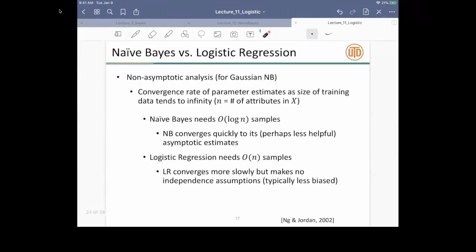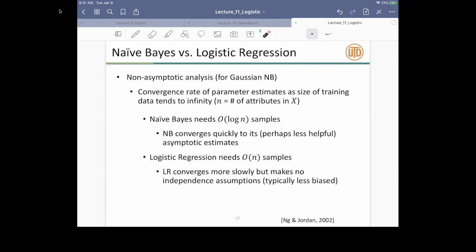Okay, so I think we are almost out of time, but I'll quickly end with this. There is one interesting connection between naive Bayes and logistic regression. This is actually a very nice, very old paper by Andrew Ng and Mike Jordan in 2002. They did some analysis for naive Bayes and logistic regression, right?